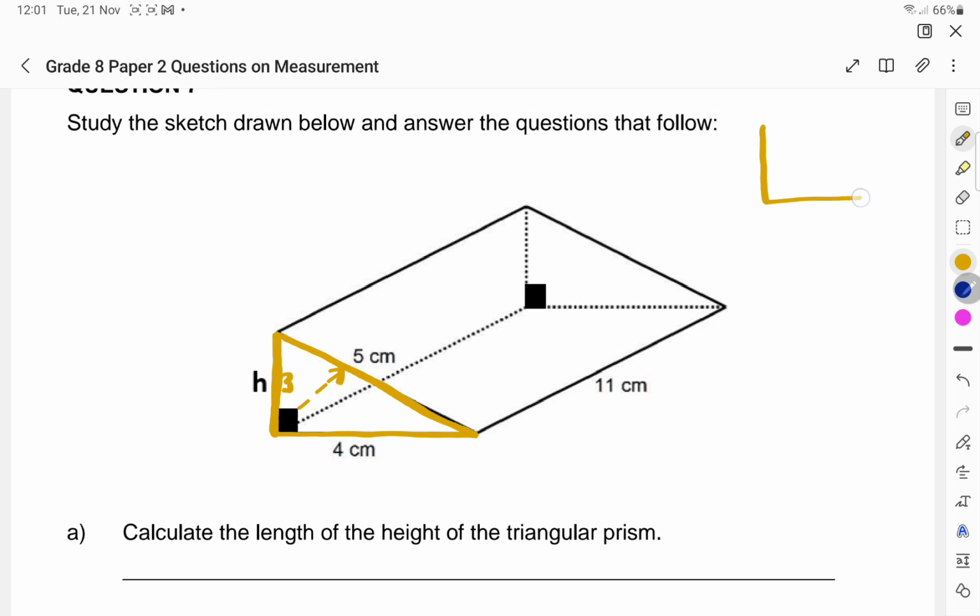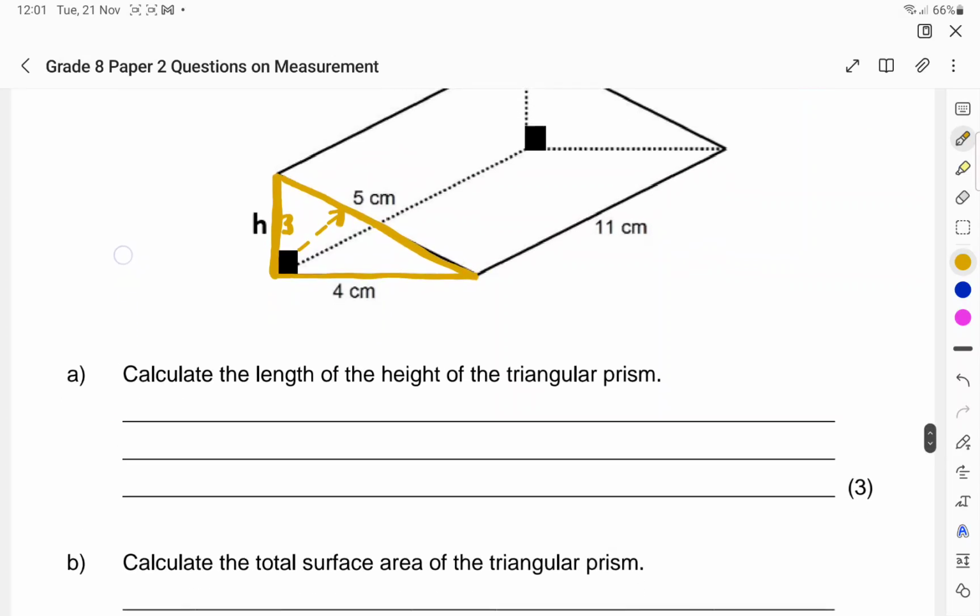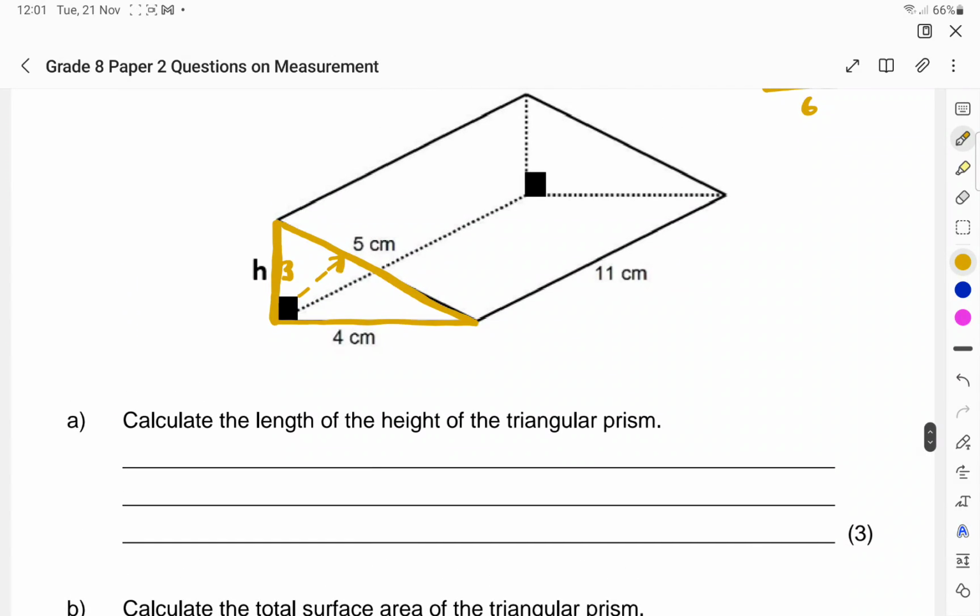Another one that you can always look out for is a 6, 8, and 10. We love to use those Pythagorean triplets, especially in grade 8, because those ones give you nice whole answers. Okay, sometimes you get decimal answers with these. Okay, study the sketch drawn below and answer the questions that follow. Calculate the length of the height of the triangular prism.